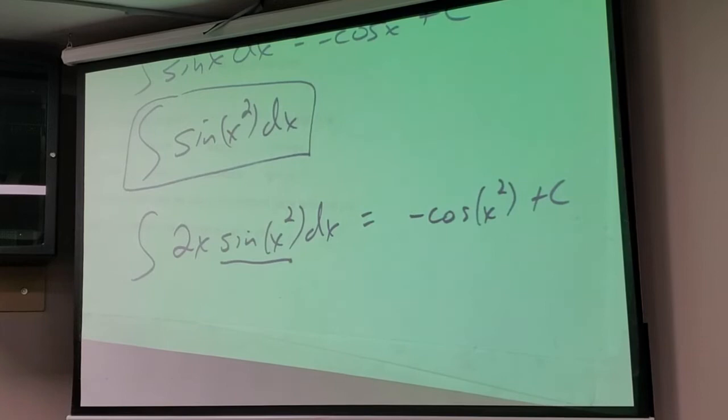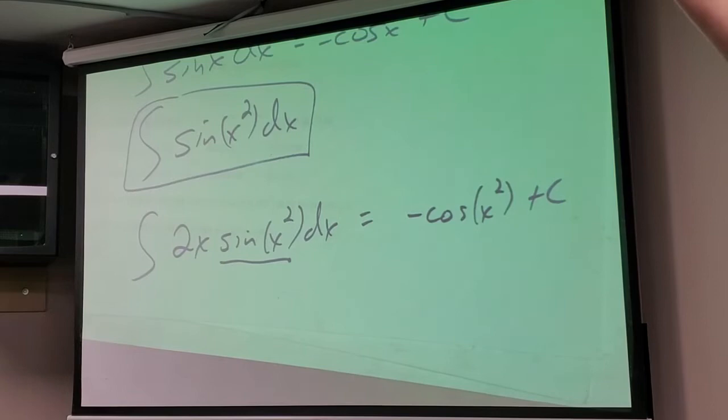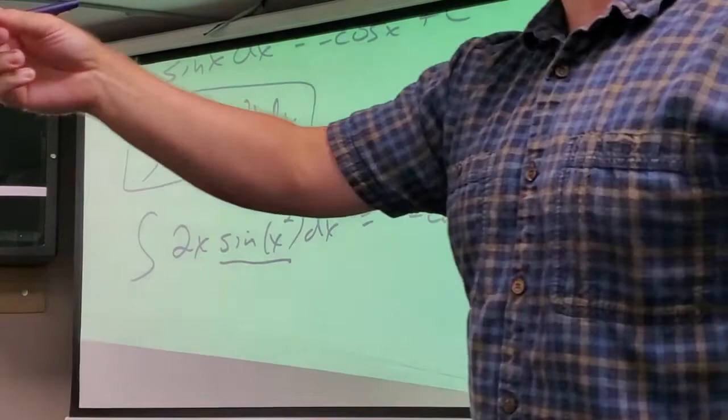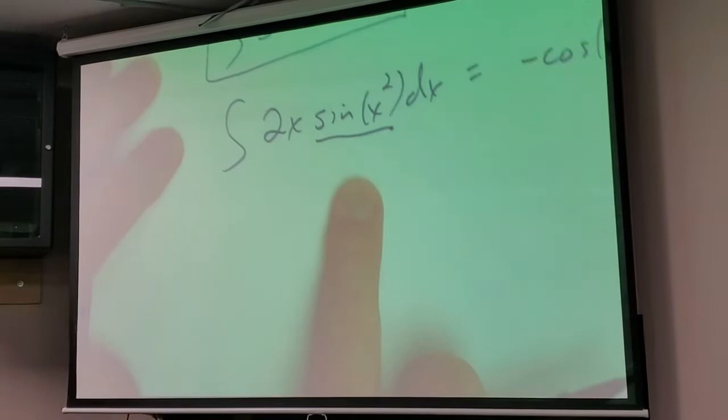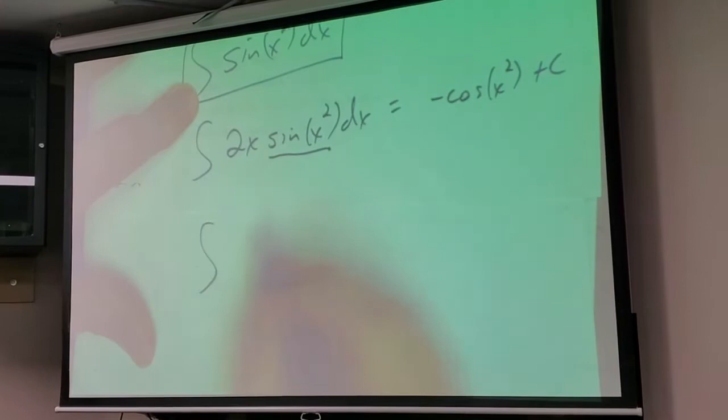Okay. So this idea of U substitution is integration's answer to chain rule. So, of course, it's only going to work if the parts you need are there. So let me be really specific about what I mean by that. So what if I had this? I'm going to make one little adjustment to this. What if I had this instead?